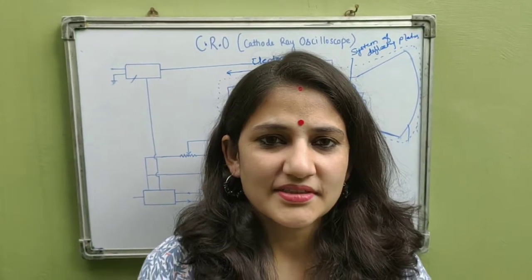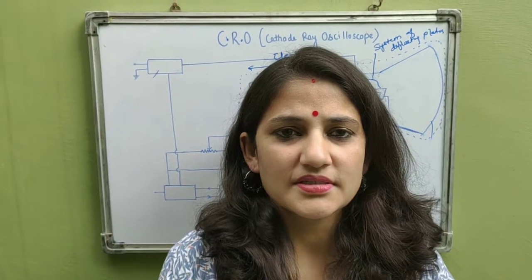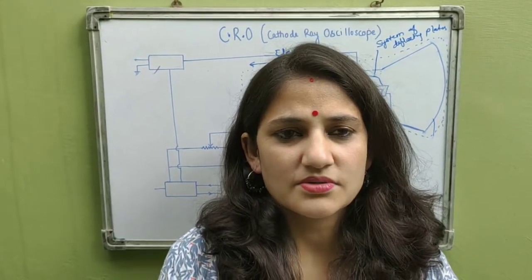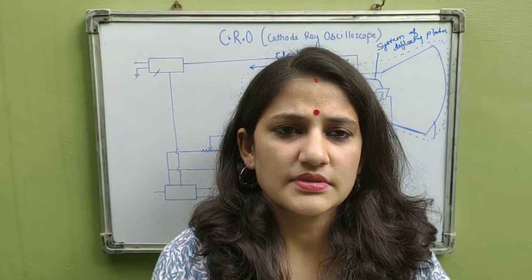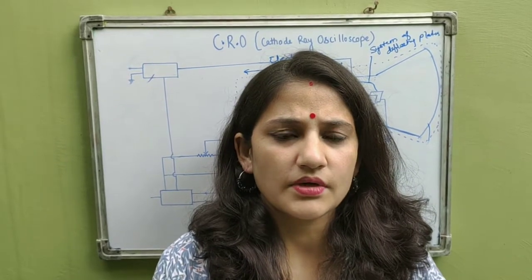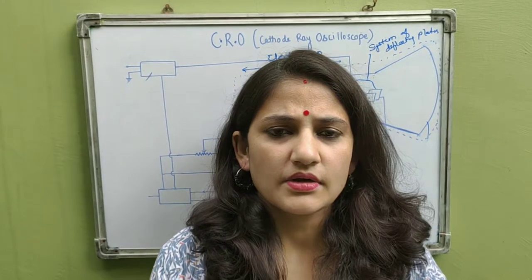Hi everyone, today I am going to explain the last topic of your syllabus, and the topic is CRO. CRO means cathode ray oscilloscope. It is a very important instrument available in almost all the electronics and physics labs, because with the help of CRO we can see what is happening in each part of an electronic circuit. We can say that it is the eye of an electronic engineer.